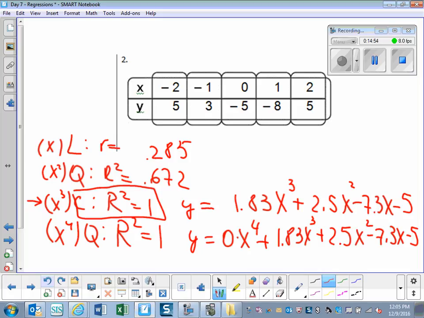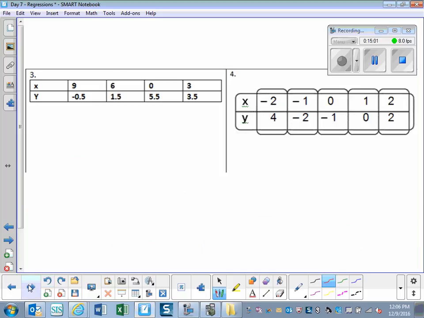Questions? All good? Okay. So next one. So let's try number 3. What is the R for the linear model?